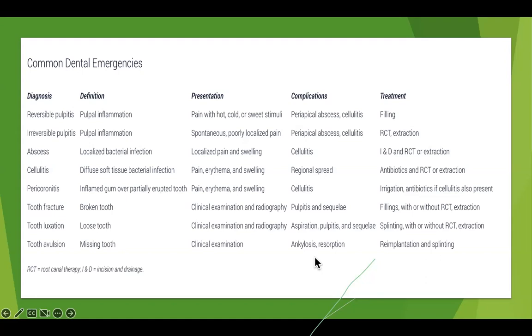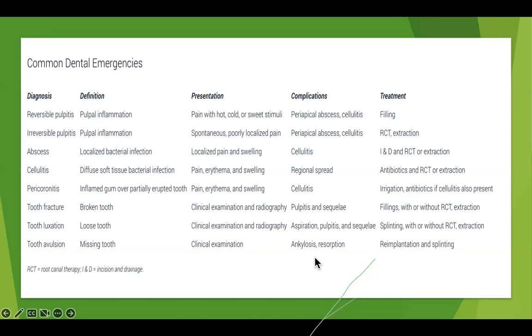In an ideal situation with lateral tooth luxation, the treatment of choice is splinting with or without root canal therapy, depending on the situation. Lateral tooth luxation is when the person gets hit, they have a trauma, and the tooth will move somewhat laterally, either buccolingually or mesiodistally. You're going to find that it's sometimes away from the occlusion. As long as it's not interfering with anything, such as the bite, then you can go ahead and splint with or without root canal therapy.